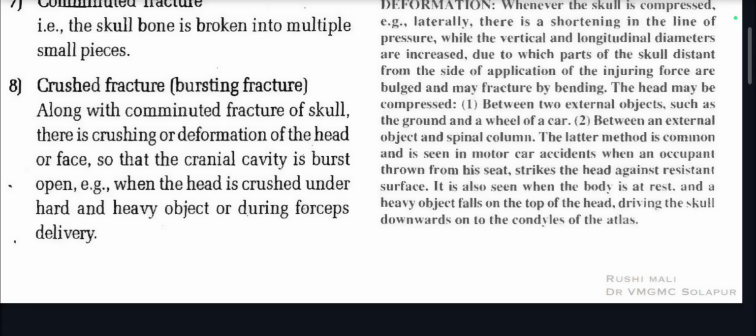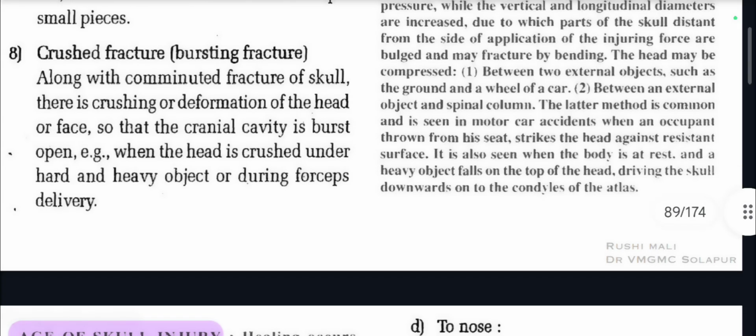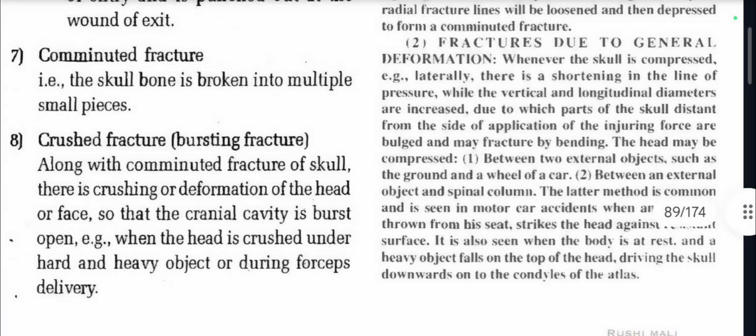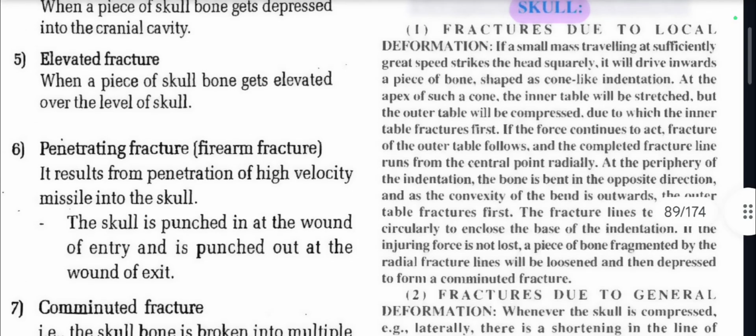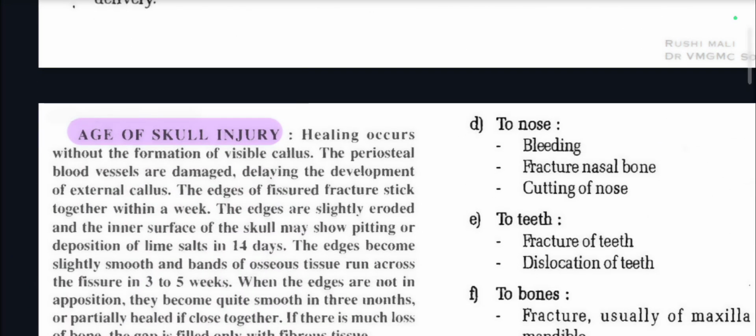So you just have to focus on two points. In fractures due to general deformation, if we apply force laterally, your vertical diameter is going to increase. And they gave examples here: between two external objects like the ground and the wheel of a car, and between an external object and the spinal column, that is top to bottom. So these are the fractures due to general deformation. And we also learned about the fractures due to local deformation, local in the sense of a particular area in the outer table of the skull. Yes, so this was about the mechanism of skull injury.